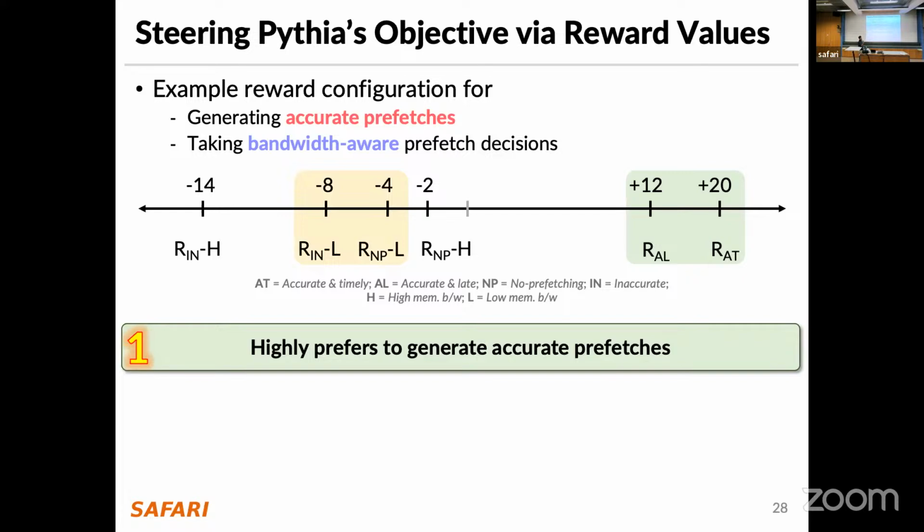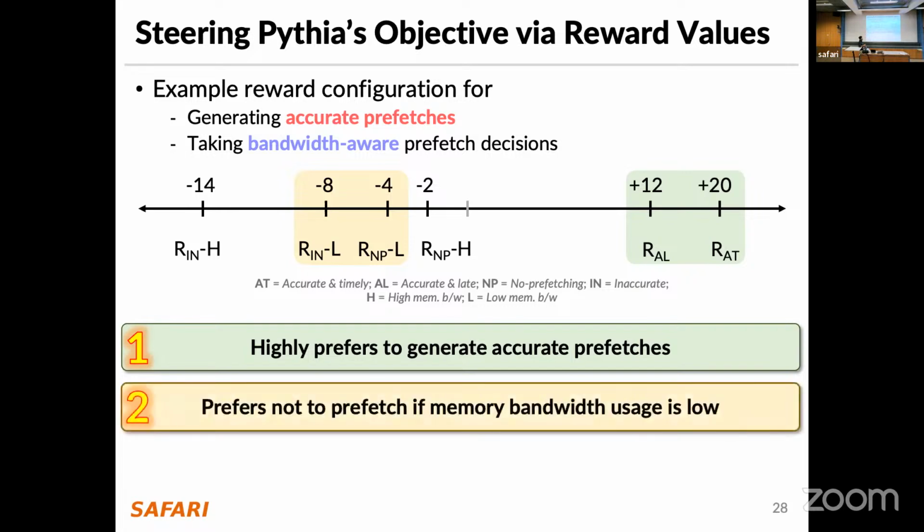Now the second level indication. Let's say Pythia has some intuition that maybe my prefetch request is not going to be useful. In that case, what happens? If you look into this, if your bandwidth consumption is low, then we are providing a slightly higher preference to the no prefetching case as compared to the inaccurate prefetching case. So if your memory bandwidth usage is low, Pythia is going to slightly prefer prefetching nothing as compared to prefetching something inaccurate.